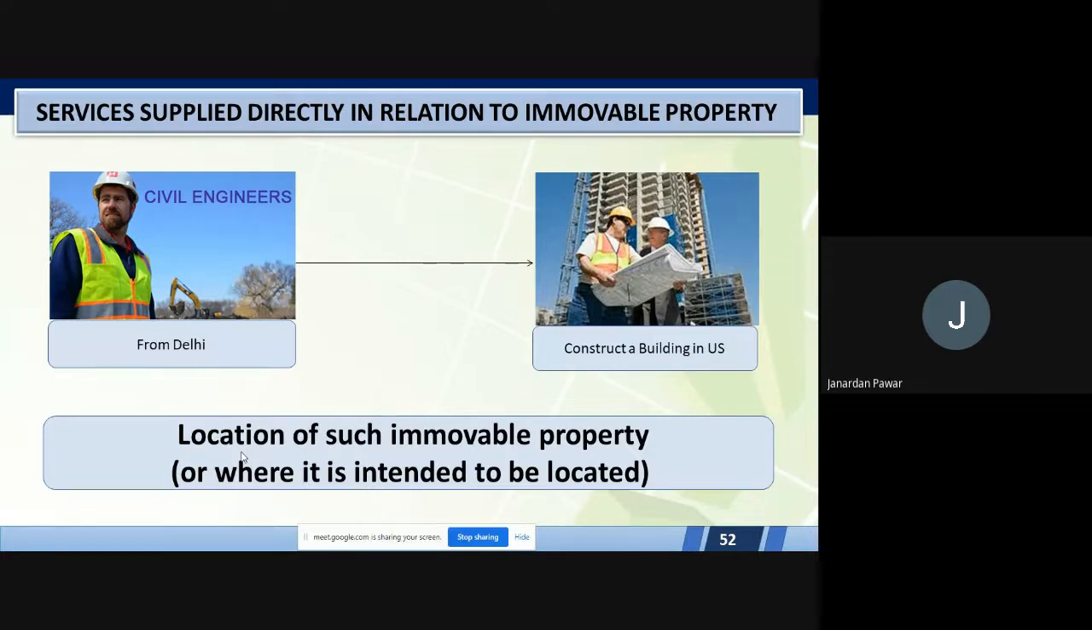For example, this civil engineer is providing services to New York, but the actual building is going to be established in Washington. So Washington is the place of supply in this case. The place of the person providing the services is not important, but where he is providing his services is important as far as immovable properties are concerned. This way we can understand how the place of supply is decided in the case of services supplied directly in relation to immovable property.